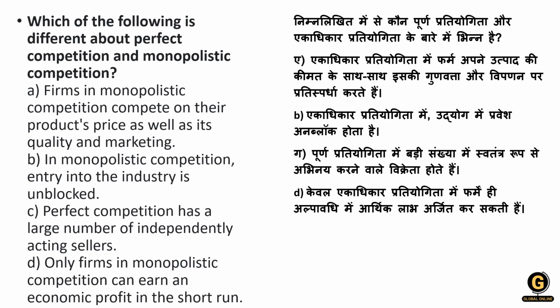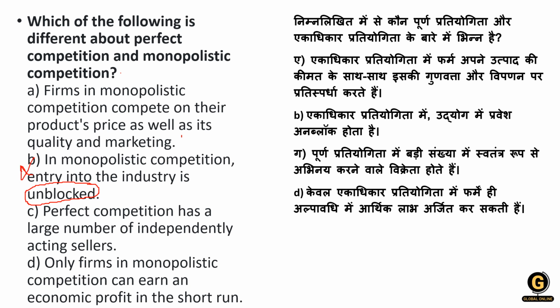Next question: which of the following is different about perfect competition and monopolistic competition? Here they have asked about the difference between perfect competition and monopolistic competition. Options are, firms in monopolistic competition compete on the product's price as well as its quality and marketing. Okay, in monopolistic competition, entry into the industry is unblocked. We have learned about monopolistic competition; the entry is always blocked. Here they have told us unblocked, so this option will get cancelled.